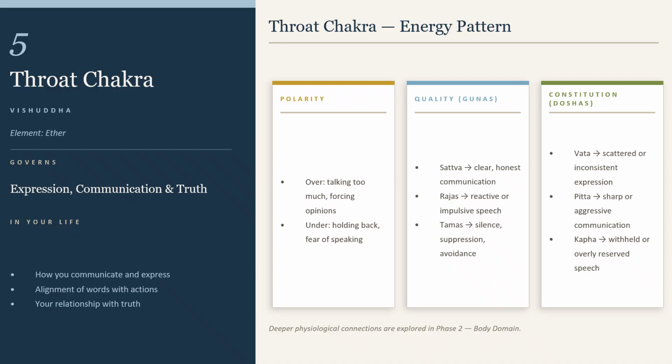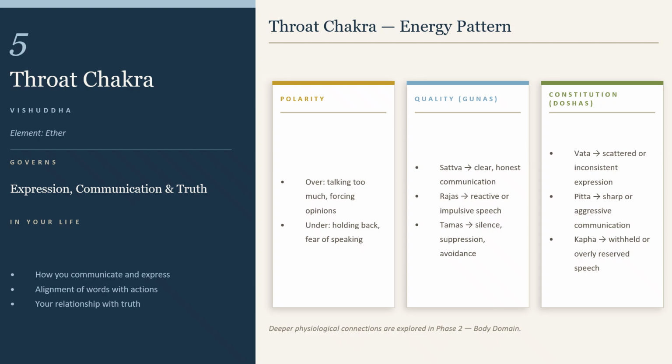For polarity, overactive expression shows up as talking too much and forcing opinions. Underactive expression shows up as holding back or fear of speaking. For quality, Sattva brings clear, honest communication. Rajas shows up as reactive or impulsive speech. Tamas shows up as silence, suppression, or avoidance.